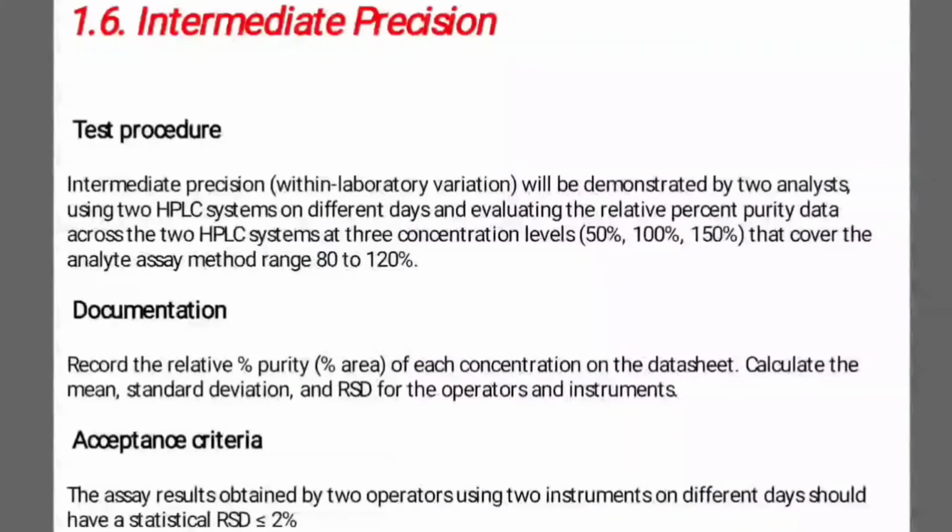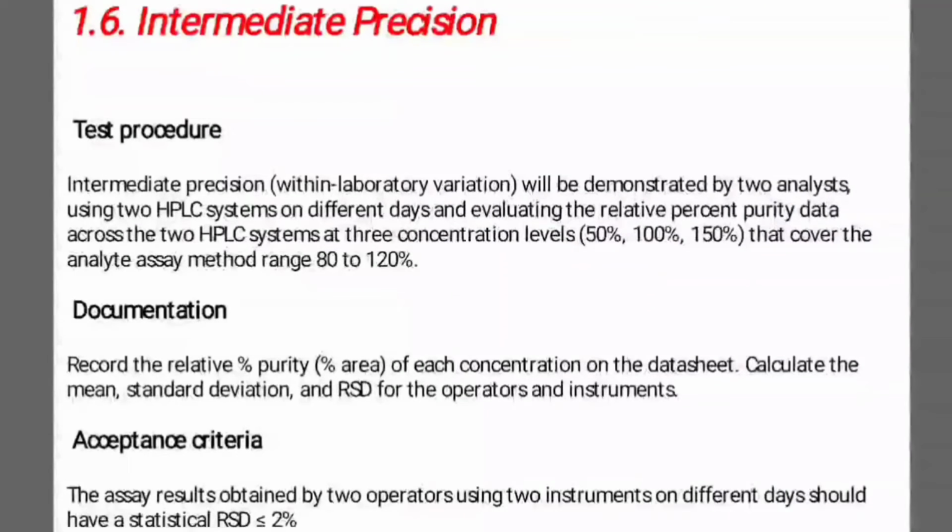Test procedure. Intermediate precision within laboratory variation will be demonstrated by two analysts using two HPLC systems on different days and evaluating the relative percent purity data across the two HPLC systems and three concentration levels, that is 50%, 100%, 150%, that cover the analyte assay method range 80 to 120%.